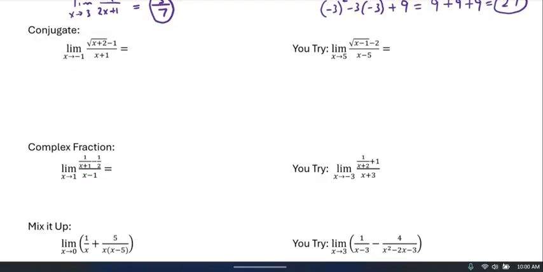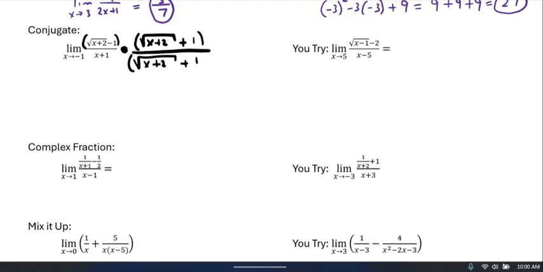Okay, let's take a look at this next example, which will combine a few of the techniques. So this one is the conjugate technique. So we're going to multiply. I'm going to change this equal sign to a multiply. We're going to multiply the numerator by the conjugate, which will be the square root of x plus 2 plus 1. We're going to change that minus to a plus. Let's multiply the denominator by the same thing, not to change the value of the limit that way. So square root x plus 2 plus 1.